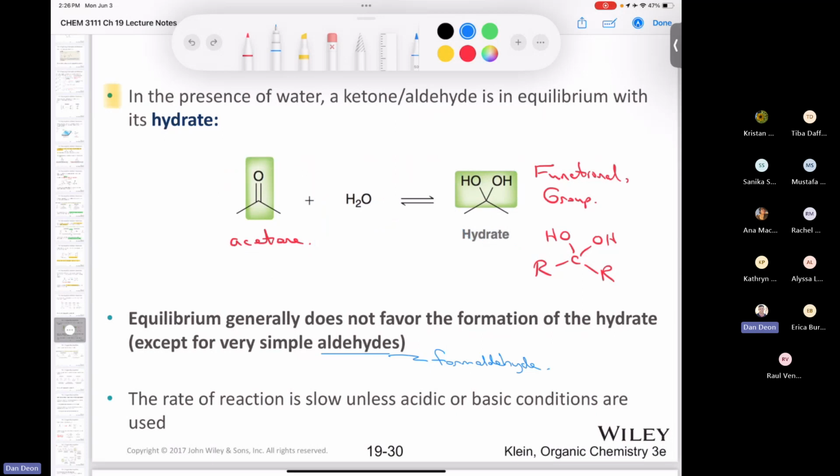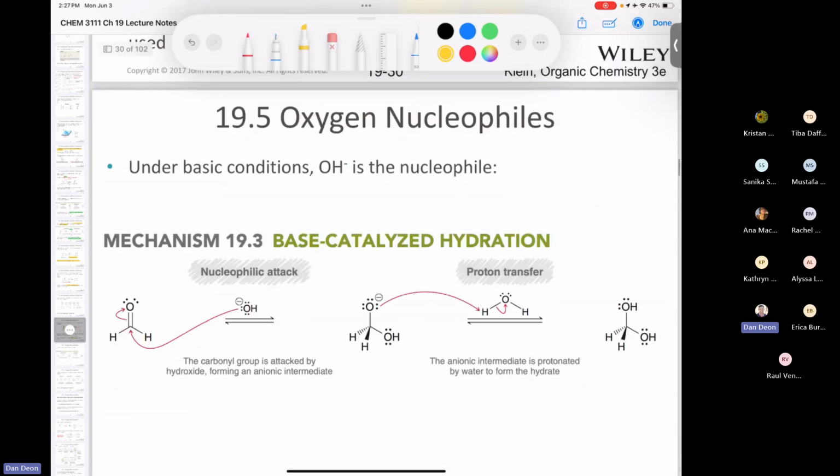Now, it turns out that this reaction is really slow. If you just take some acetone and mix it with water, the reaction is very slow and you only form very little of the hydrate. However, if you add some acid or some base to the condition, so one or the other, not a combination, but one or the other, the reaction rate increases quite a bit. So check this out.